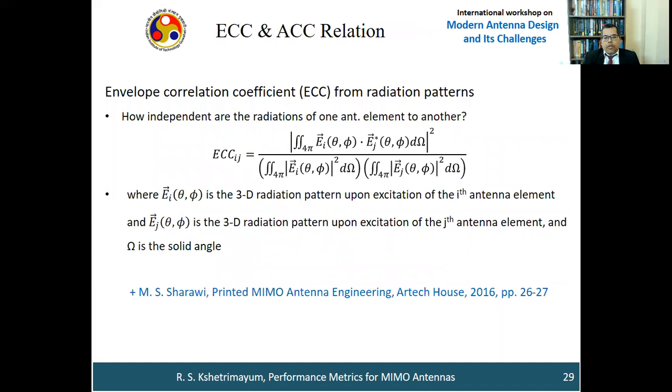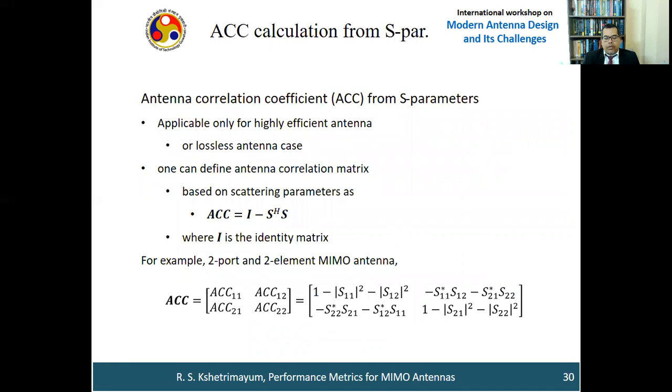So there's another formula for calculating the envelope correlation coefficient from the 3D measured radiation patterns. This actually tries to find the similarity of the 3D radiation pattern of antenna element i and antenna element j. And once you have these 3D radiation pattern measurements and calculate the envelope correlation coefficient, we can actually find the antenna correlation coefficient as the square root of the envelope correlation coefficient. This is the procedure we'll be following in this talk, and it gives very accurate results.